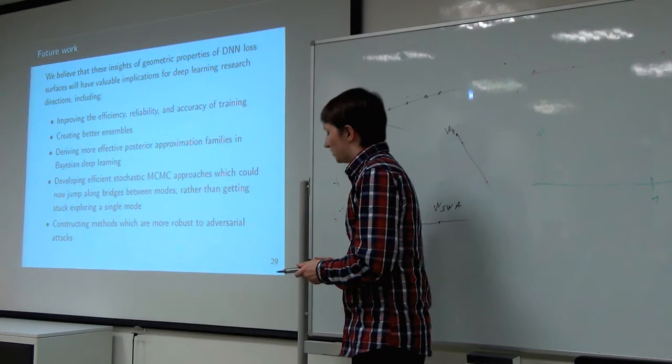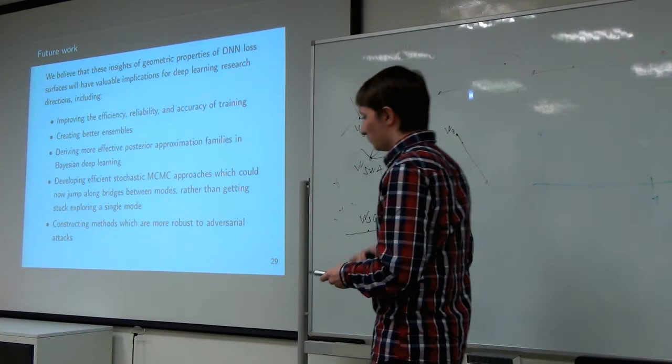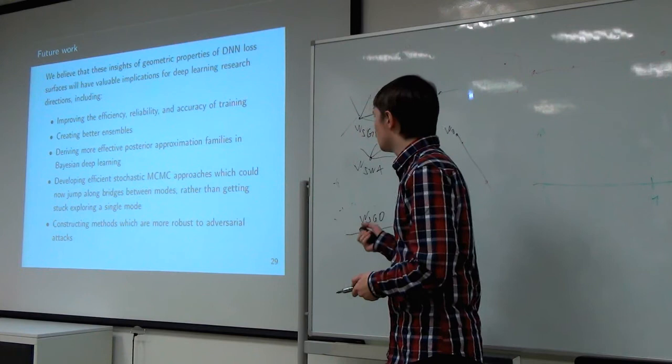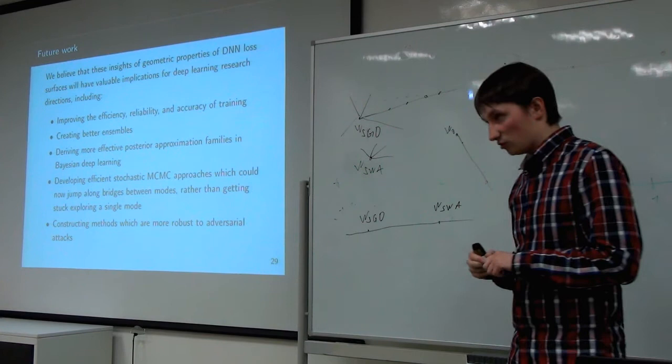So we consider the following directions for future work: improving the training accuracy and the ensemble creation. Also, we're thinking about deriving some more effective Bayesian methods for neural networks.